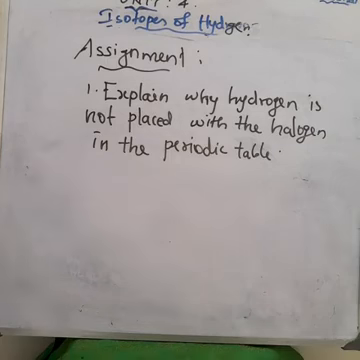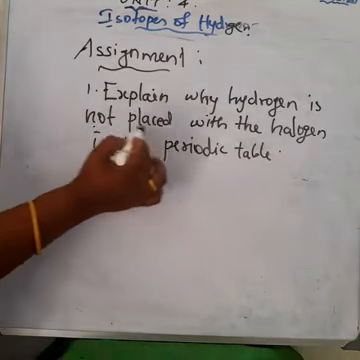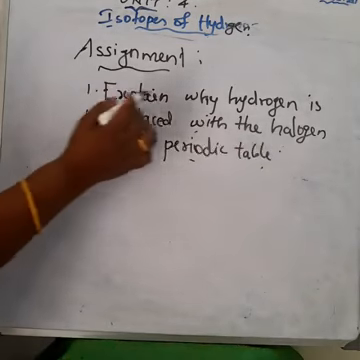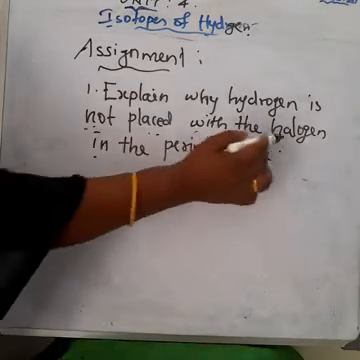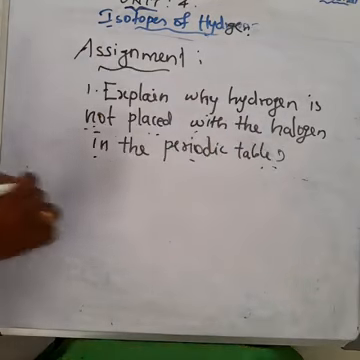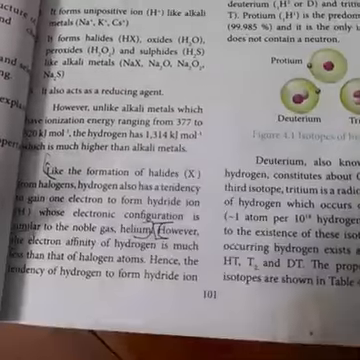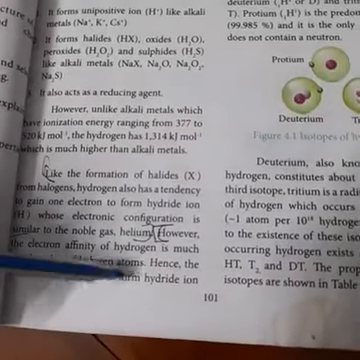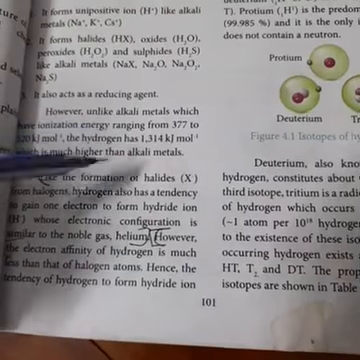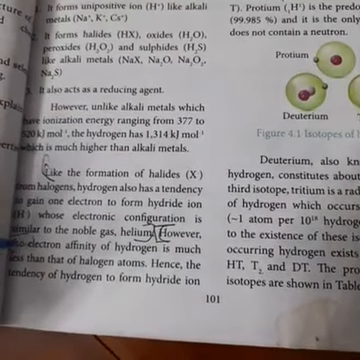Okay, students, today your assignment: explain why hydrogen is not placed with the halogens in the periodic table. Here, page number 101. Take page number 101. On the left side of the page, from the third line from the last onwards, we have to mark.